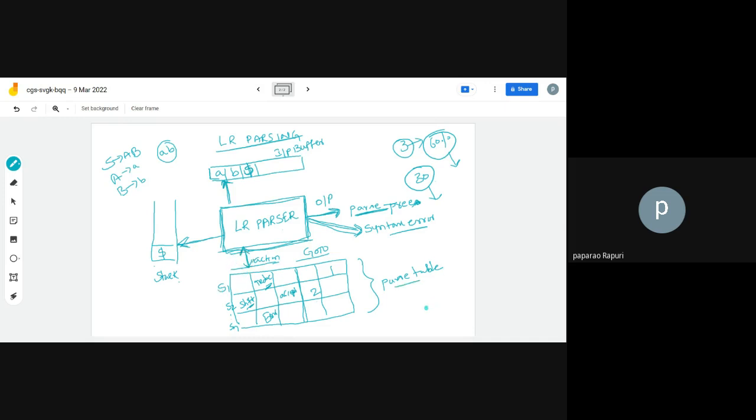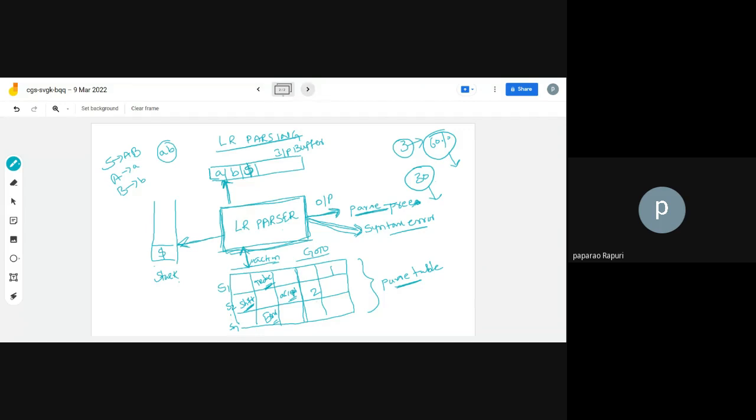For that purpose, it is using a parse table. Now I am going to discuss what we have to do for each entry in the parse table. In the parse table, we have four kinds of things: reduce, shift, accept, and error.